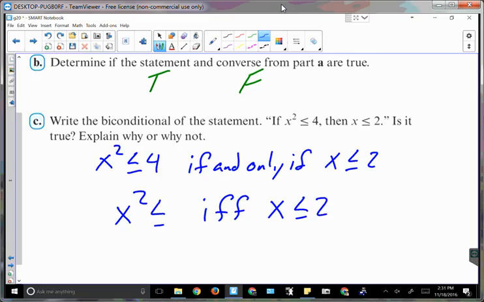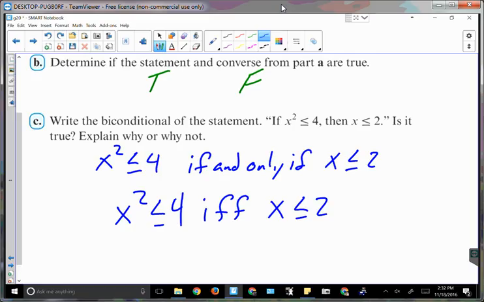So, the question here is that x squared is less than or equal to 4 if and only if x is less than or equal to 2. That means it goes both ways. If I pick a value for x and I square it and it's less than 4, then it was less than or equal to 2. If I pick a value for x that is less than or equal to 2, when I square it, it will be less than or equal to 4.